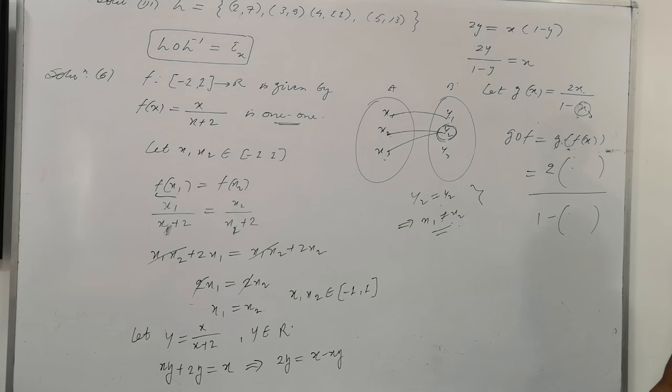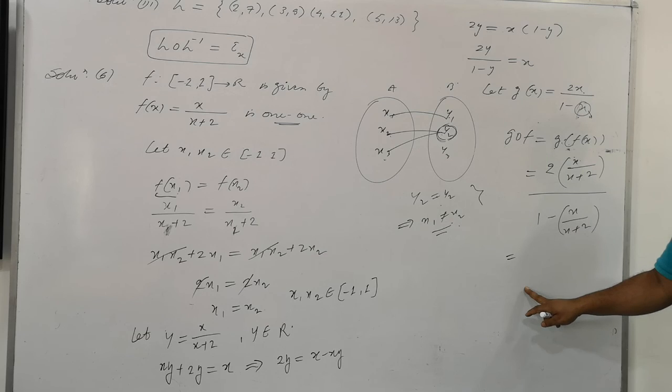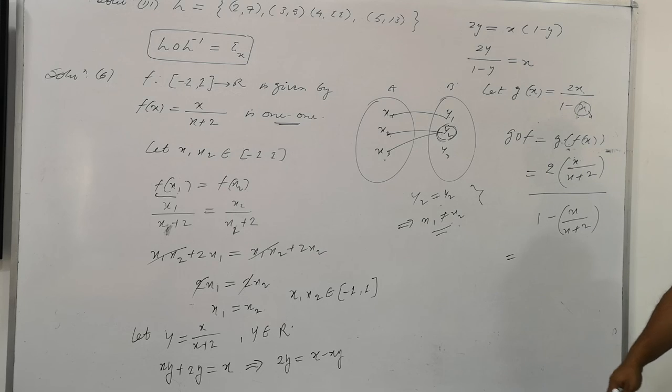What is f(x) you may see? x upon x plus 2, and here x upon x plus 2. Please do solve. After solving, what will come? x will come here. gof of x is equal to Ix. The identity function will come. Then g is the inverse of f.